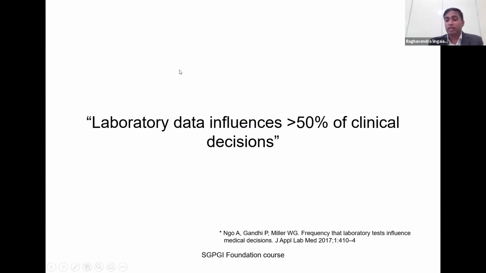More than 50% of clinical decisions in today's era are dependent on laboratory data. Laboratory values definitely influence clinical decisions, whether to start the therapy or to end it or to alter the drug dosage.